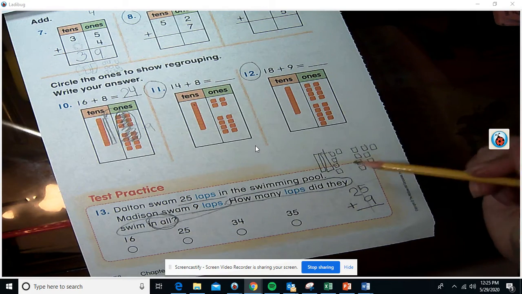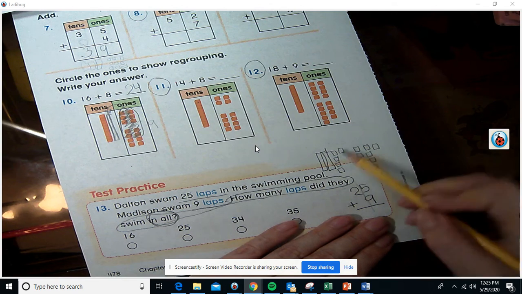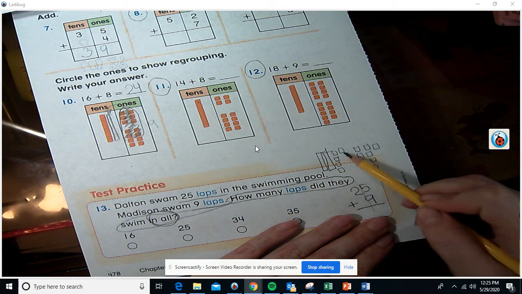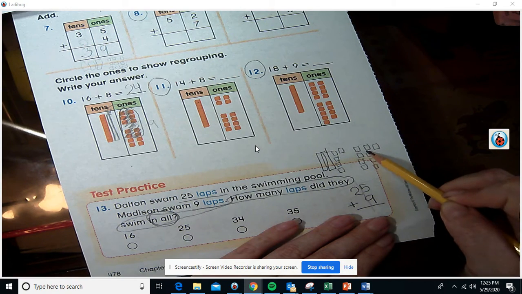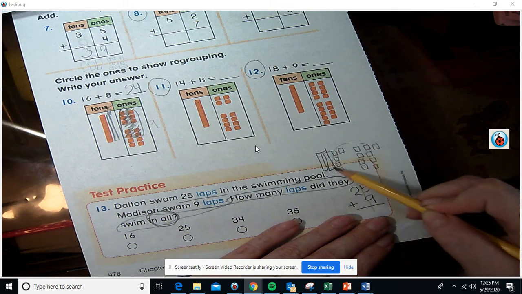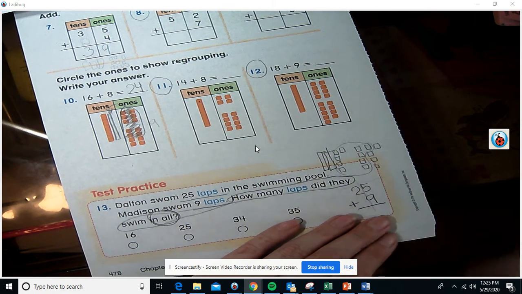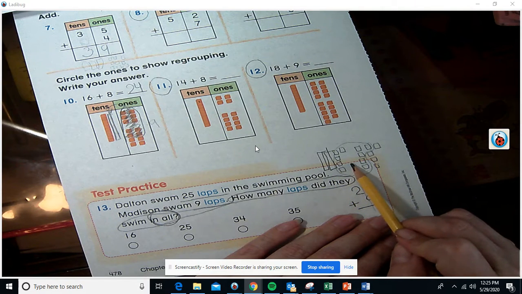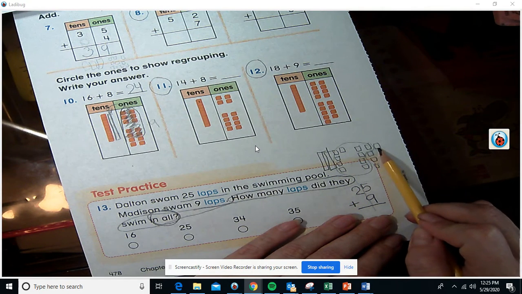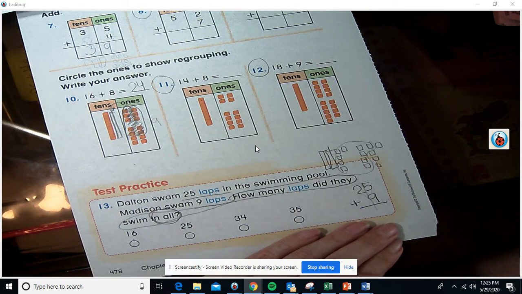Or you can regroup. You can see how many groups of 10 you can make from this. 1, 2, 3, 4, 5, 6, 7, 8, 9, 10. You can round those up and then count by 10. So now you have 10, 20, 30, 31, 32, 33, 34. You choose your way.